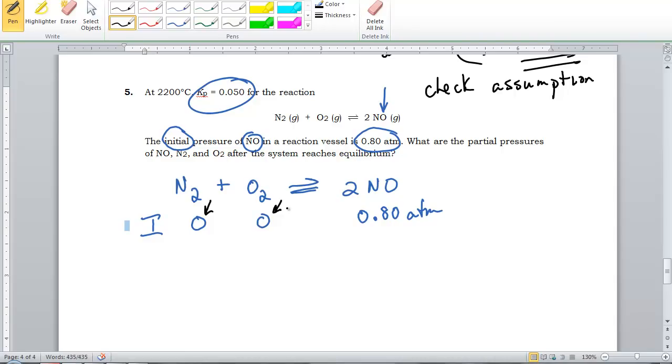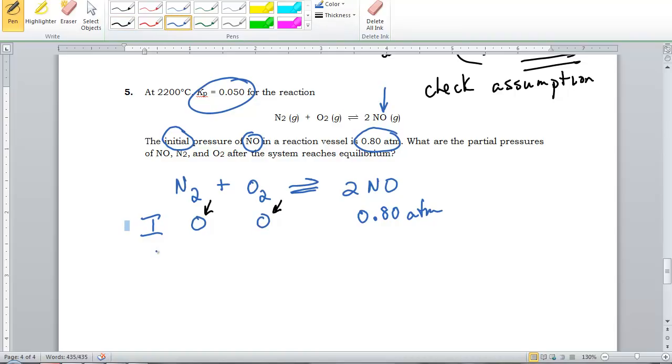Okay? This K is not super small, which means we're going to have probably a little more reactant at equilibrium than product. All right? We're certainly going to have reactant. And the fact that these are 0 right away, we're not at equilibrium.